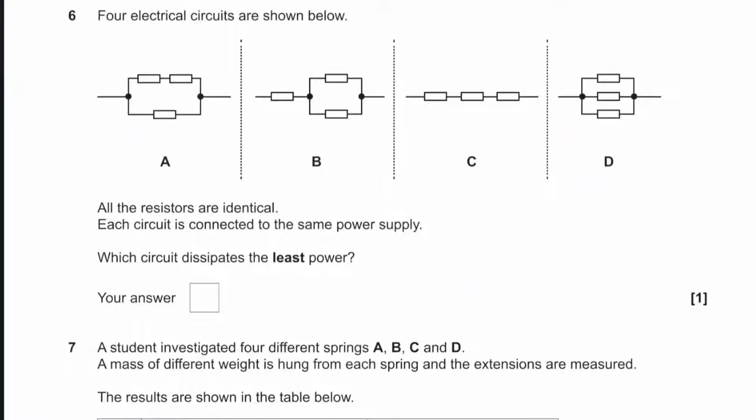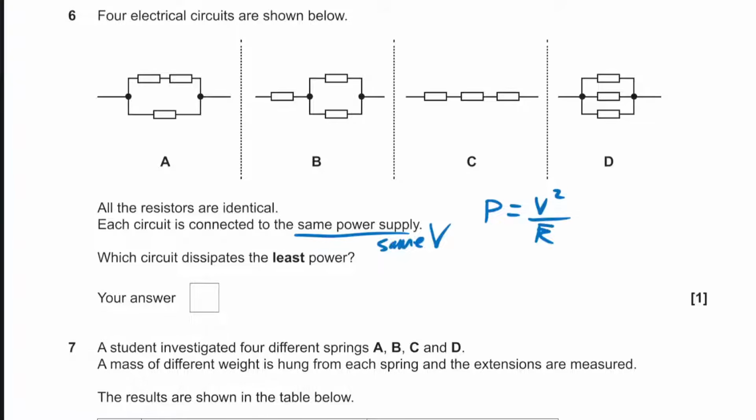For electrical circuits, all resistors are identical. Which circuit dissipates the least power? Okay, seems like an easy question, but it involves a little bit of thought. You could get caught out with this one. Look at this. They're connected to the same power supply, so therefore they all have the same V. We don't know what's happening with the currents. So therefore, we have to say that power is equal to, we usually might go for I squared R, but here we're going for V squared over R, aren't we?